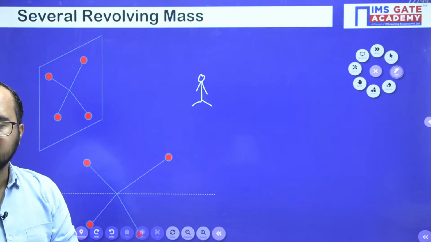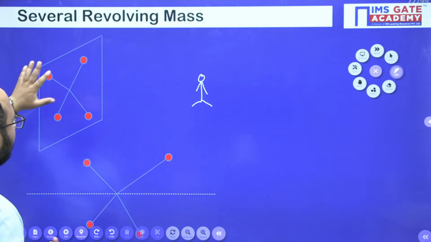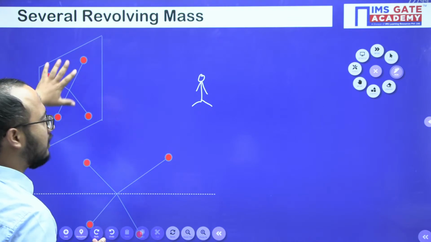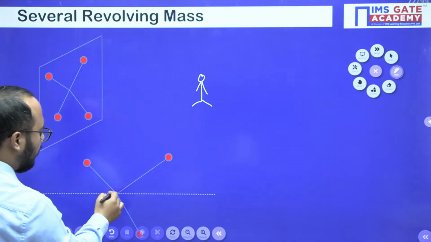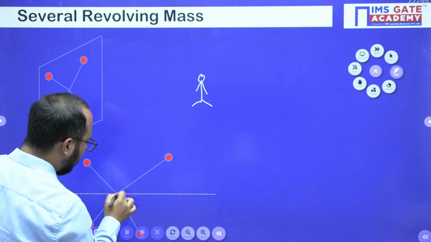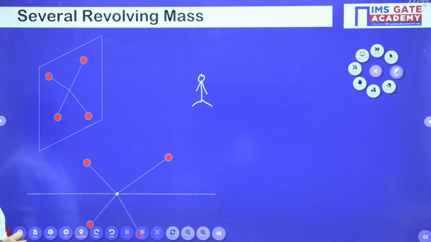Is the point clear? Yes or no? First of all, tell me. You will observe such a diagram if you observe these rotating masses from the side. But when I observe from the front, I will not see the shaft here. Are you getting the point?